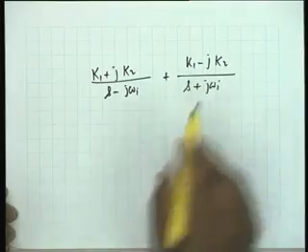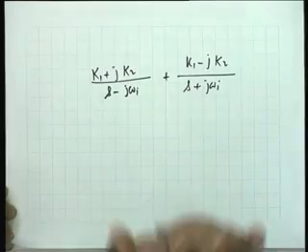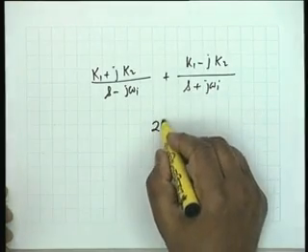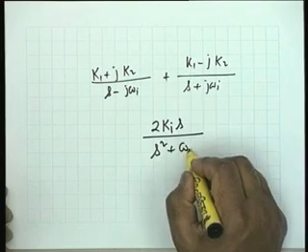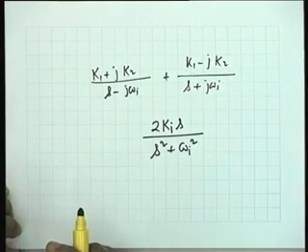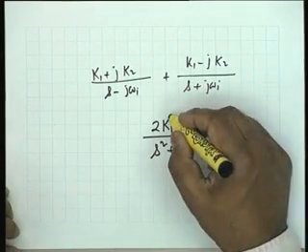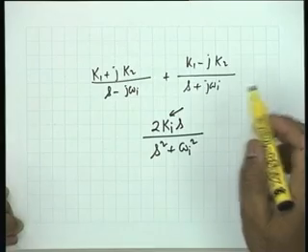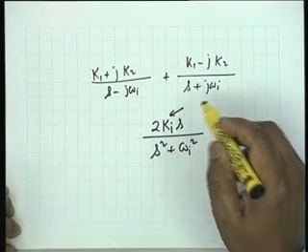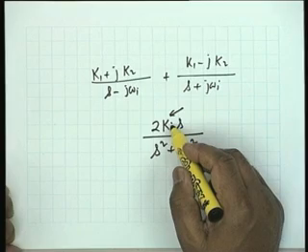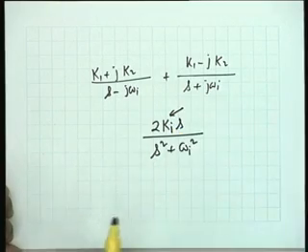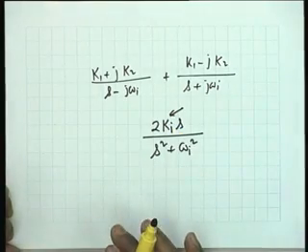This point is not clear. Okay. If you add these two, you will get a real quantity, and the quantity must be of this form: 2Ki s divided by s squared plus omega i squared. Isn't that right? Where this Ki cannot be complex. It must be real. If it is complex, then the whole quantity will be complex. It cannot be a real function.